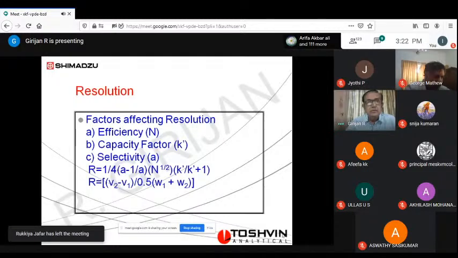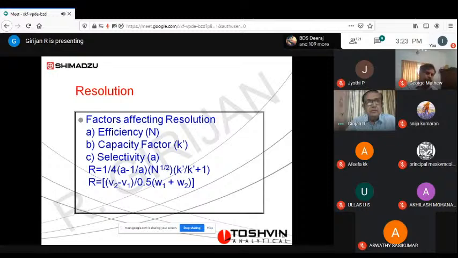Finally, what you want is a very good resolution for your sample components. And there is a universal equation, which is what is shown there. And this resolution equation is influenced by 3 different factors. One is the efficiency. I told you n value, efficiency of the column. There is another factor known as capacity factor of the column, and then selectivity factor alpha value. And these 3 factors will ultimately decide what resolution you are going to get in a chromatographic separation.